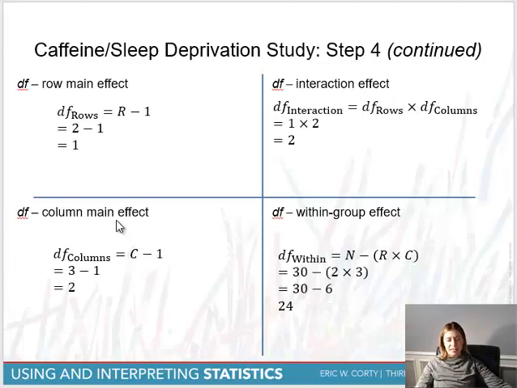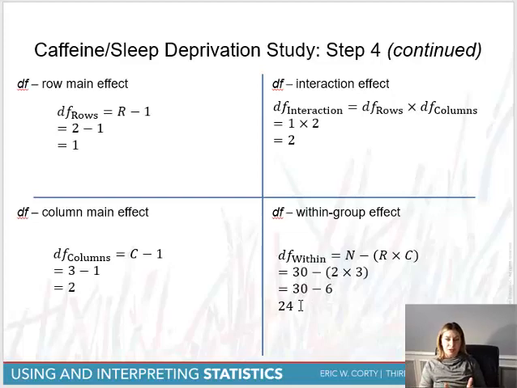Column main effect is deprivation. That is 3 groups, minus 1 is 2. So 2 times 1 is 2. That's our interaction, all right? And then our within group effect, that's our degrees of freedom. That's our total number of cases, which for this example is 60 cases, minus 6, that's 24.